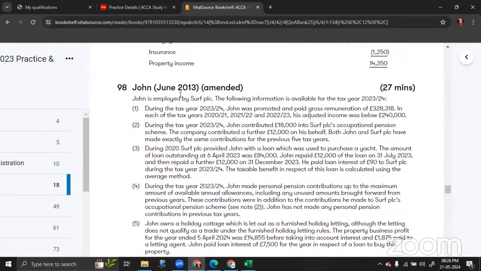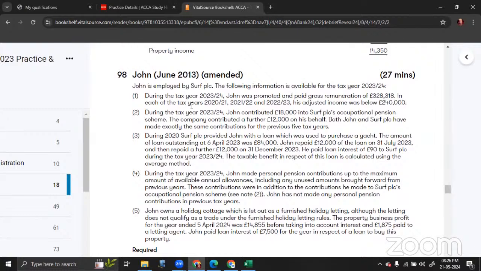Let's do that. John is employed by Surf PLC. The following information is available for the tax year 23-24. During the tax year 23-24, John was promoted and paid a gross remuneration of 328,318. So that is his gross remuneration for the current tax year. In each of the tax years 2021-22 and 2022-23, his adjusted income was below 240,000. Why did they very clearly say that? Because in the previous 3 tax years, since his adjusted income was below 240,000, he was eligible for an annual allowance of 40,000.